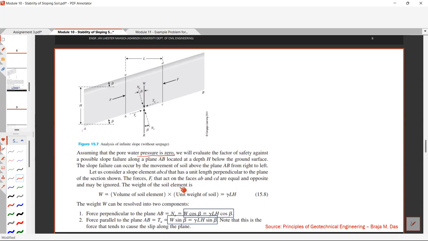So the weight of the soil element W is equal to the volume of the soil multiplied by its unit weight. So again, the total weight of this soil is the volume of the soil multiplied by the unit weight of the soil. Considering a 1 meter strip, the volume of the soil is L times H. This is a quadrilateral, so this will be L times H.